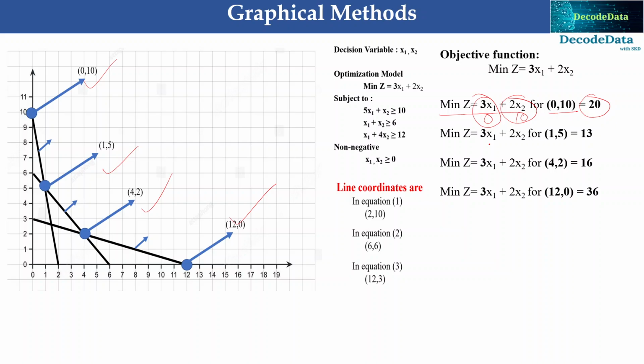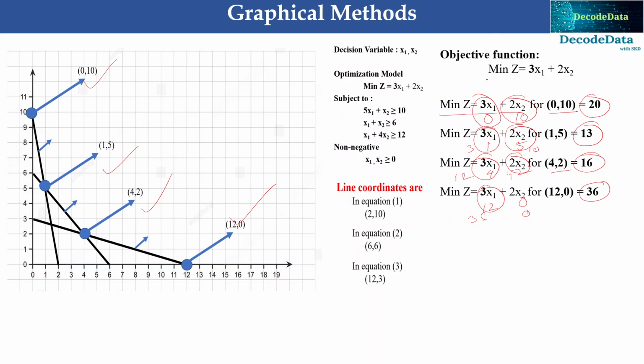In the next case, when I put x1 as 1 and x2 as 5, this will be 3 and this will be 10. So the total will be 30. When I put x1 as 4 and x2 as 2, this will be 12 and this will be 2, sorry, this will be 4. So this will be 16. And when I put x1 as 12 and x2 as 0, this will be 36 and this will be 0. So 36.